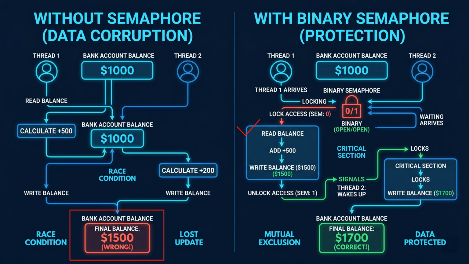One thread enters first and locks access. The second thread waits. After the first finishes, it signals the semaphore. Then the second thread proceeds. This prevents corruption of shared data and keeps results correct.